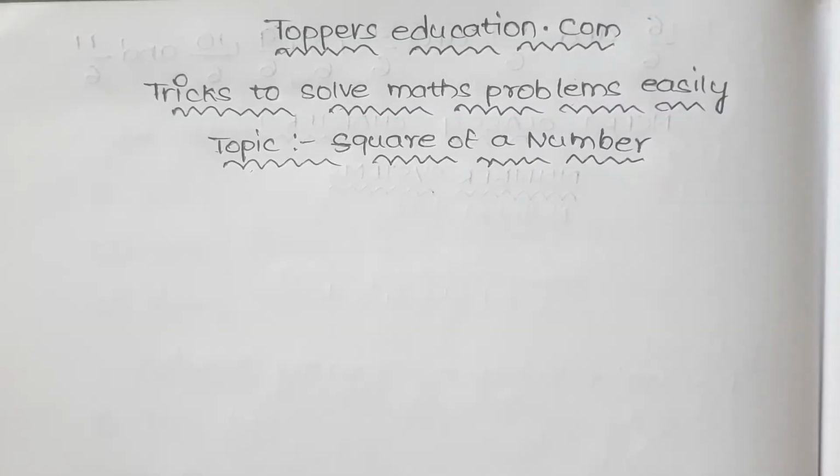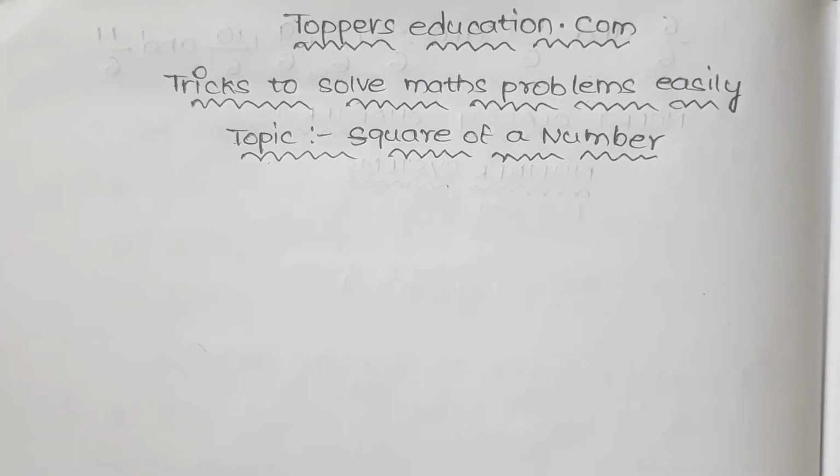In this video, we are going to discuss some tricks to solve math problems easily and fast. And today our topic is the square of a number. How to find the square of a number very easily. Now let us see some examples to find the square of a number very easily and fast. Let us take one example, that is 15 square.